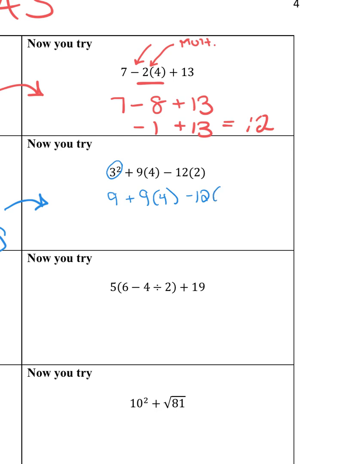Now what I find kind of interesting here is we actually have 2 areas in which we're multiplying. So we've got 9 times 4 and 12 times 2. We can actually do those at the same time. So bringing down this, 9 times 4 I know is 36, and 12 times 2 is 24. So I can go ahead and do all the multiplication that I see. And now I'll just do any addition and subtraction, starting from whatever I see first, left to right. So 9 plus 36, that's going to give me 45. 45 minus 24 is going to give me 21.